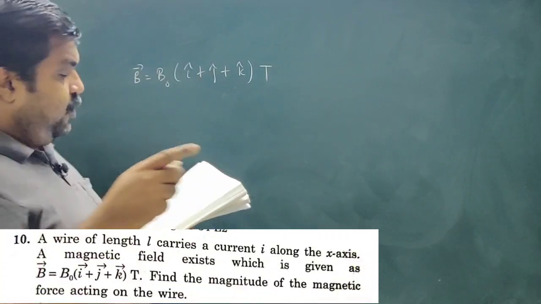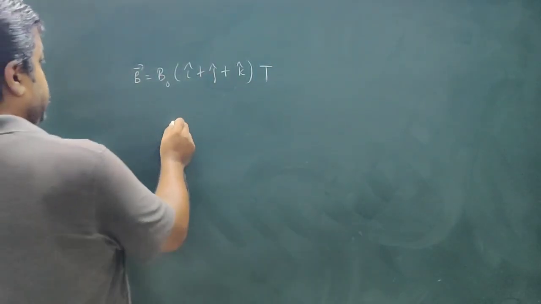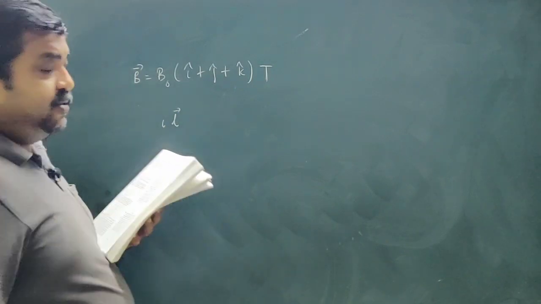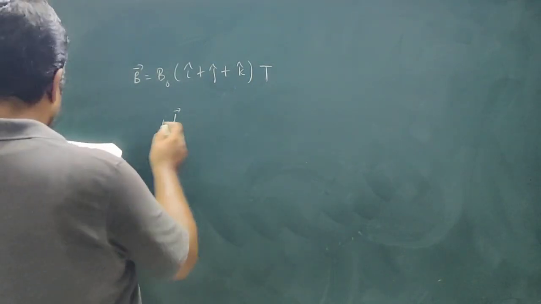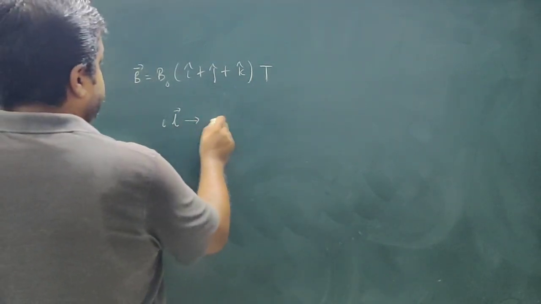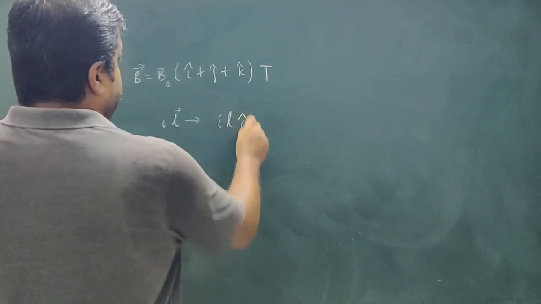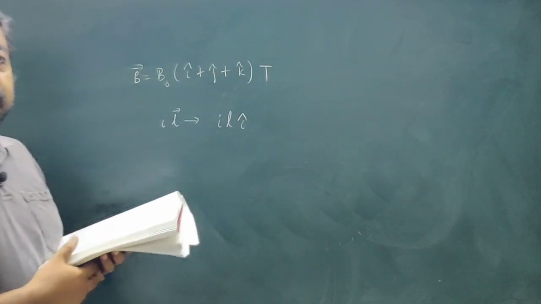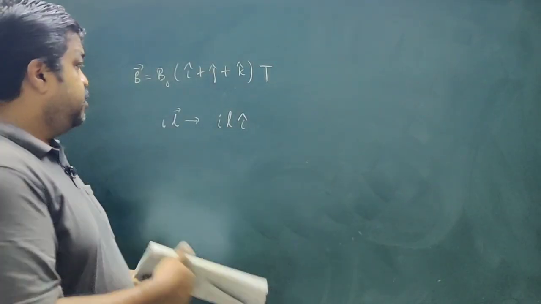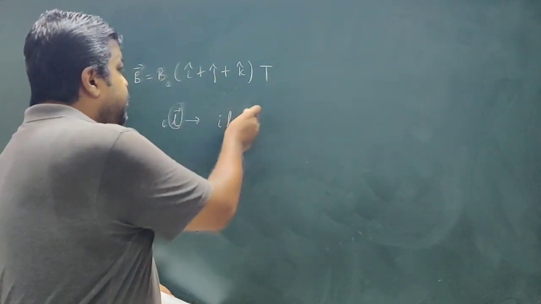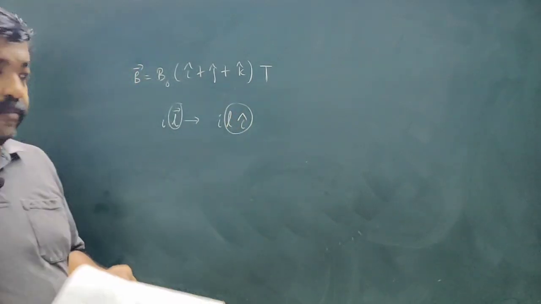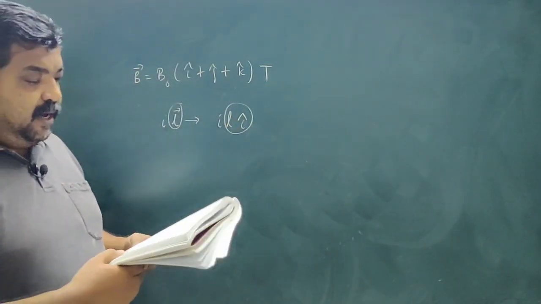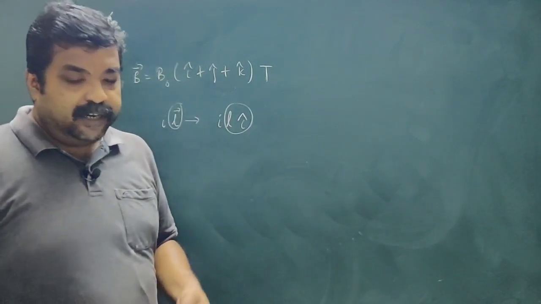Current is flowing along x-axis, so this IL vector, this length is L, so I can write this as IL i cap, because the current is flowing along x-axis. So this L vector I am representing as L i cap. So this is IL and this is B, and you have to find the magnitude of the magnetic force.